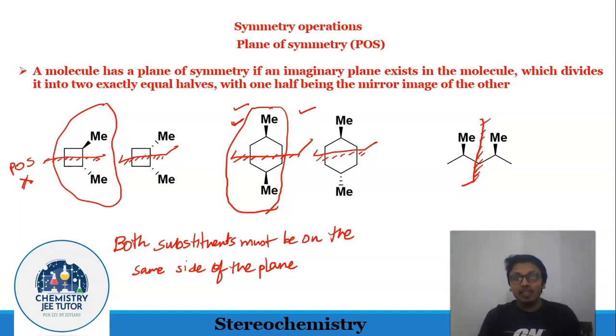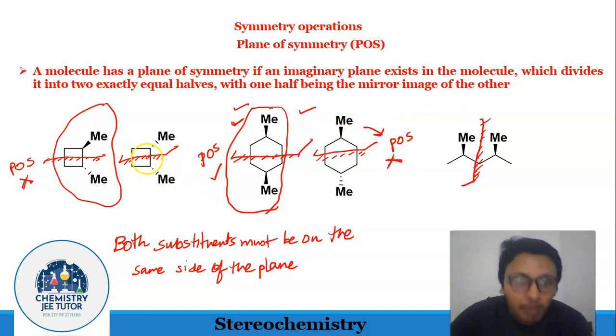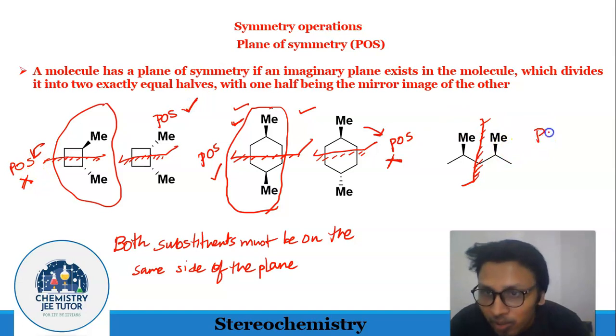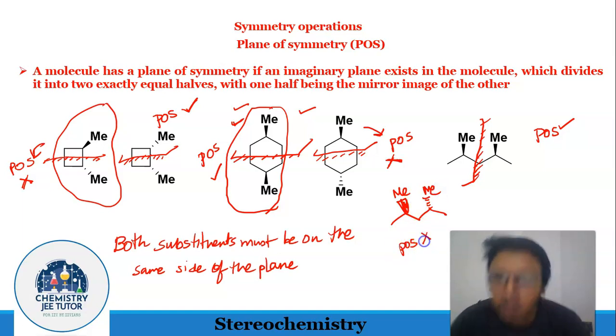In such cases, if both the substitutions are on the same side of the plane, then only the molecule has a plane of symmetry. This molecule has a plane of symmetry. This molecule does not have a plane of symmetry, this one. Similarly, this molecule has a plane of symmetry, but this molecule does not have a plane of symmetry. Tell me about this one. This molecule has a plane of symmetry, but if we draw the corresponding conjugate of this molecule with one methyl at the top and the other methyl at the bottom, this molecule does not have a plane of symmetry.